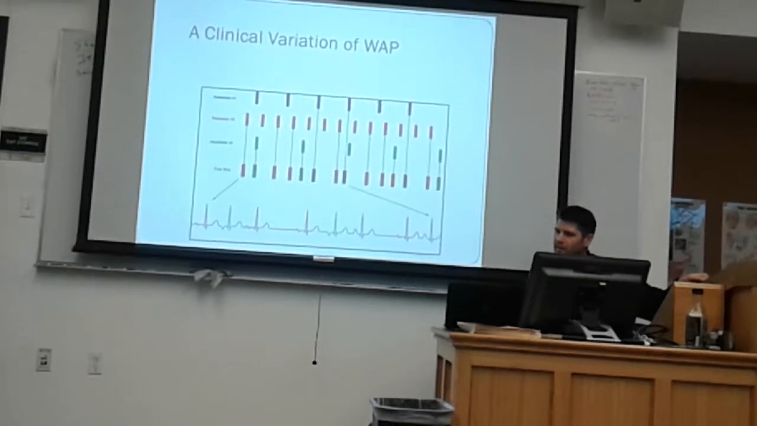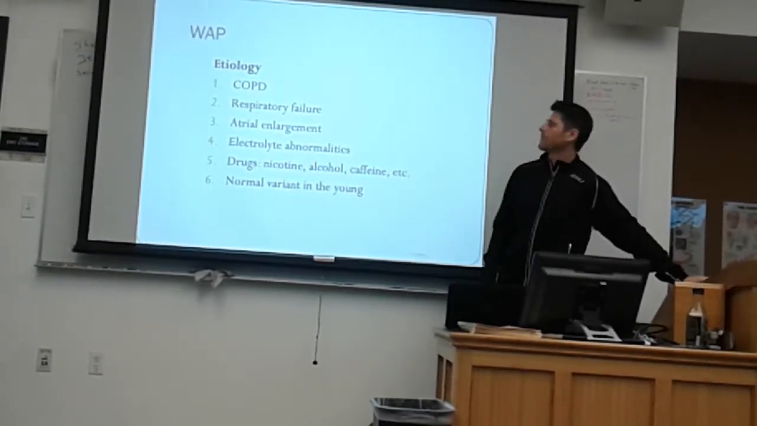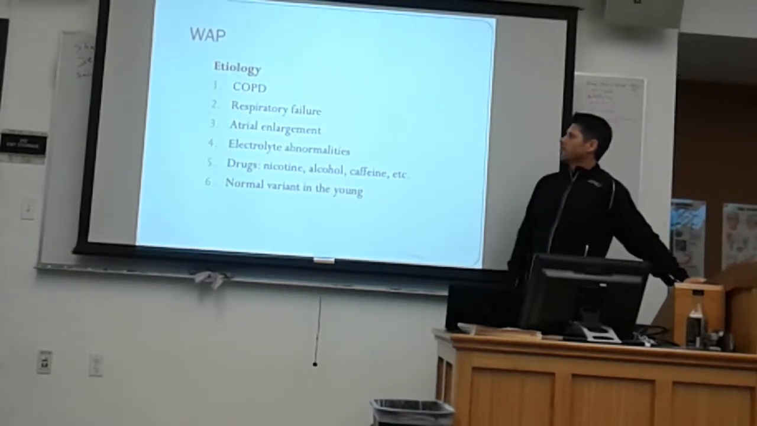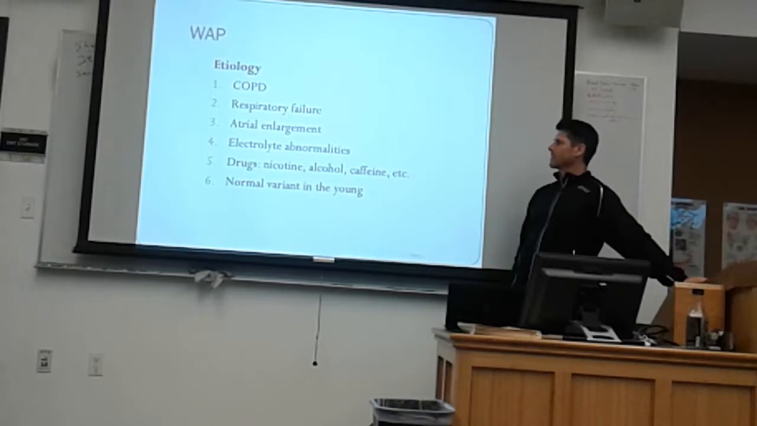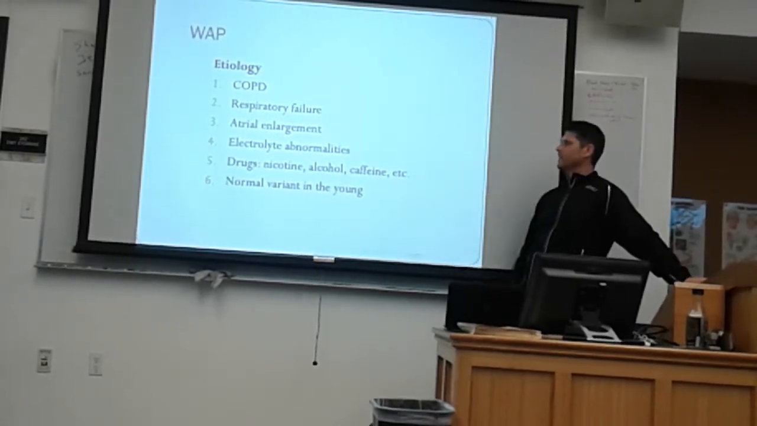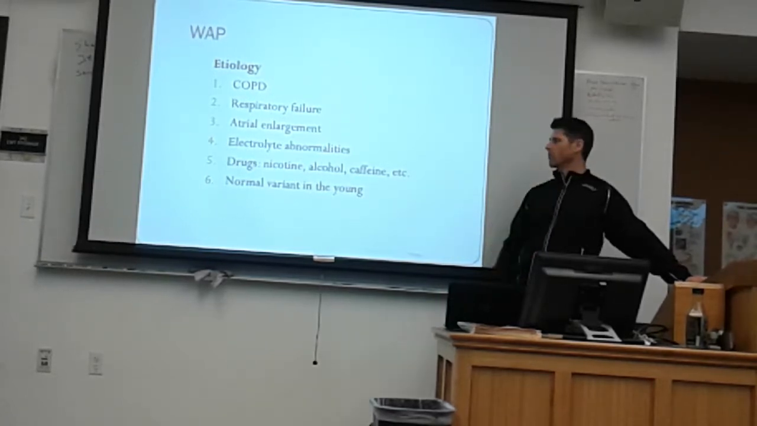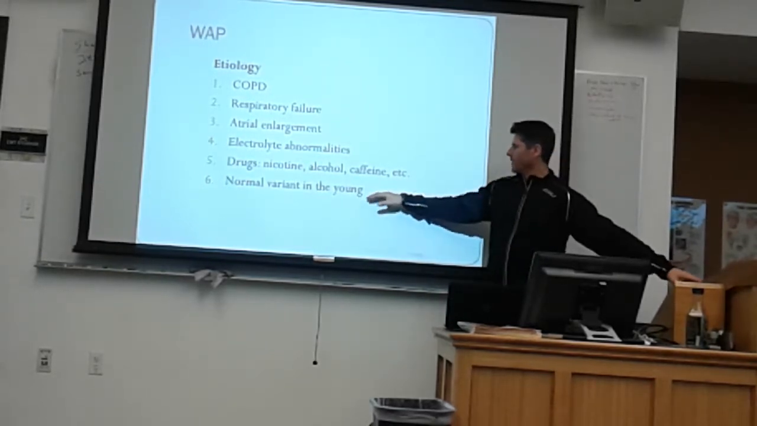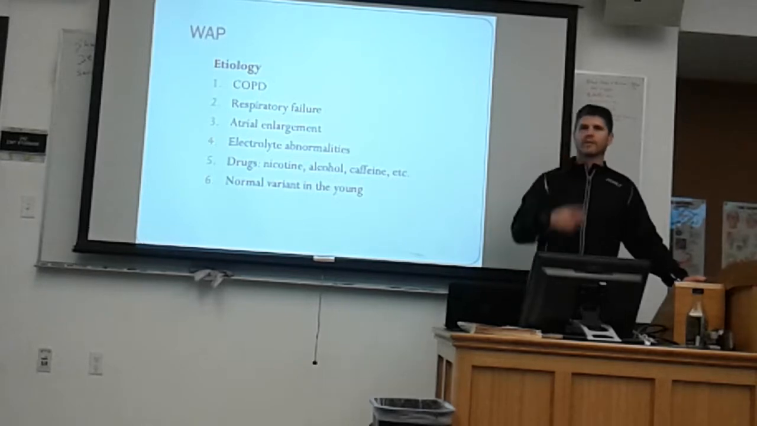Patients that you'll often see this in are COPD patients and patients in respiratory failure. Different types of electrolyte abnormalities can do it. People that are on nicotine or alcohol or caffeine can develop this because you're stimulating those different cells and they can get control as they go. And for people that are really young, for kids, you might see it just as a normal variant before their SA node is developed to the point that it's taking over everything.